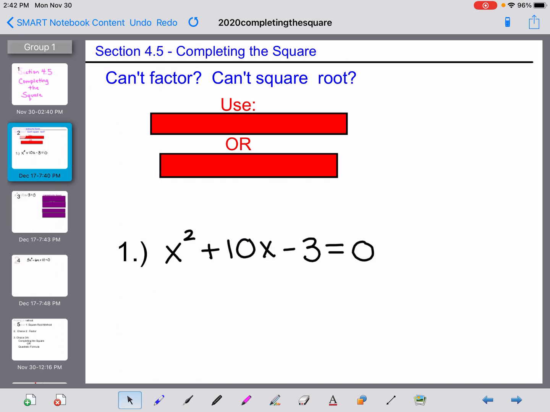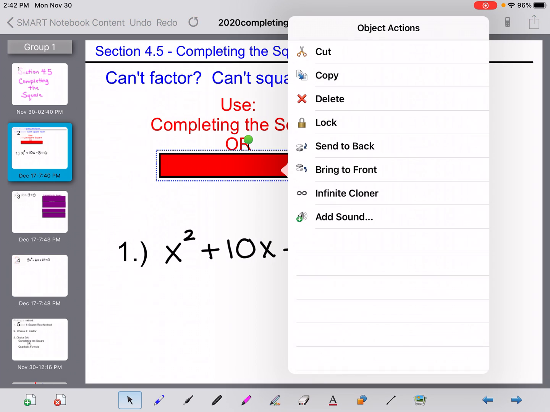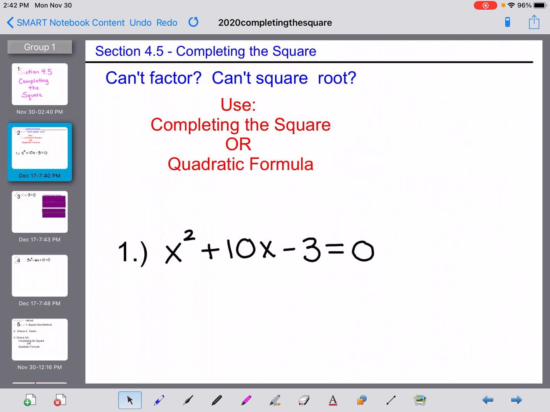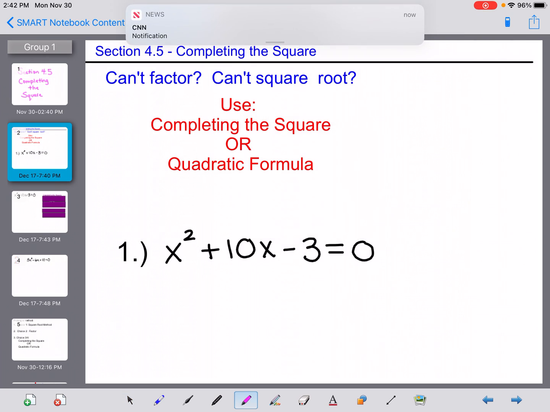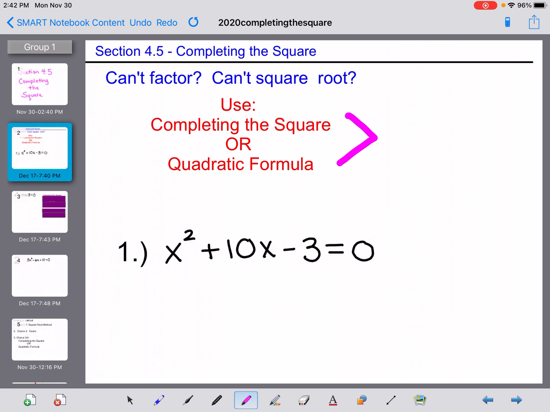So when those methods are not possible, right? Can't factor, can't square root. What you're going to use is either completing the square or quadratic formula. So if you can't square root and you can't factor, you're going to choose one of these. Either one would work. These 2 methods in red, completing the square and quadratic formula, always work to solve a quadratic. So when in doubt, you can use these 2 methods, no matter what.